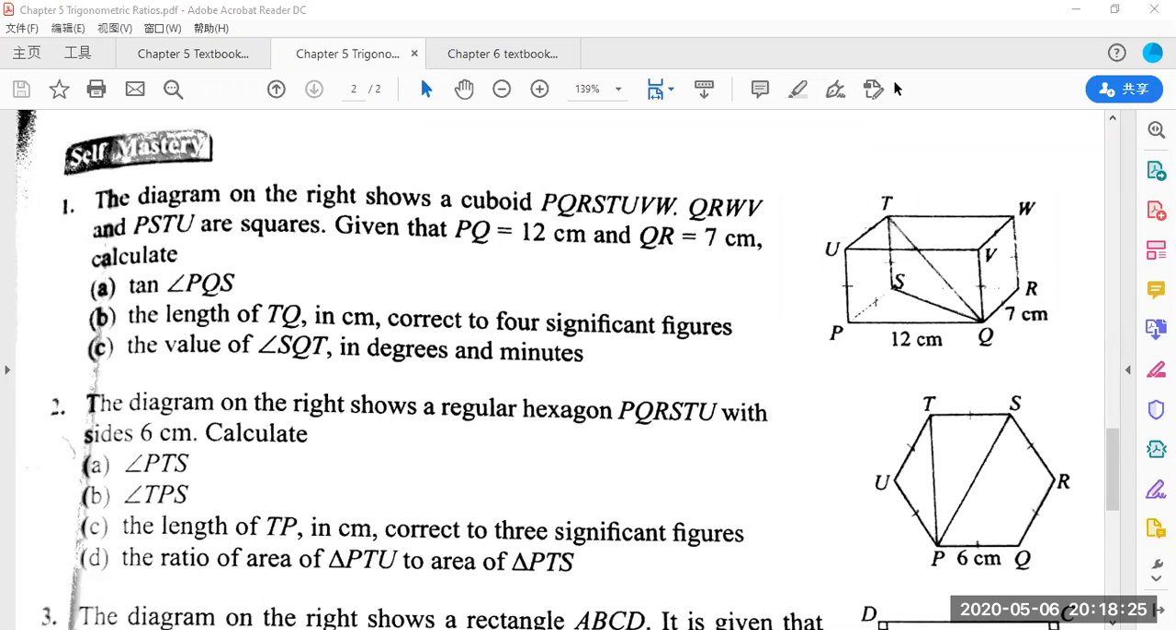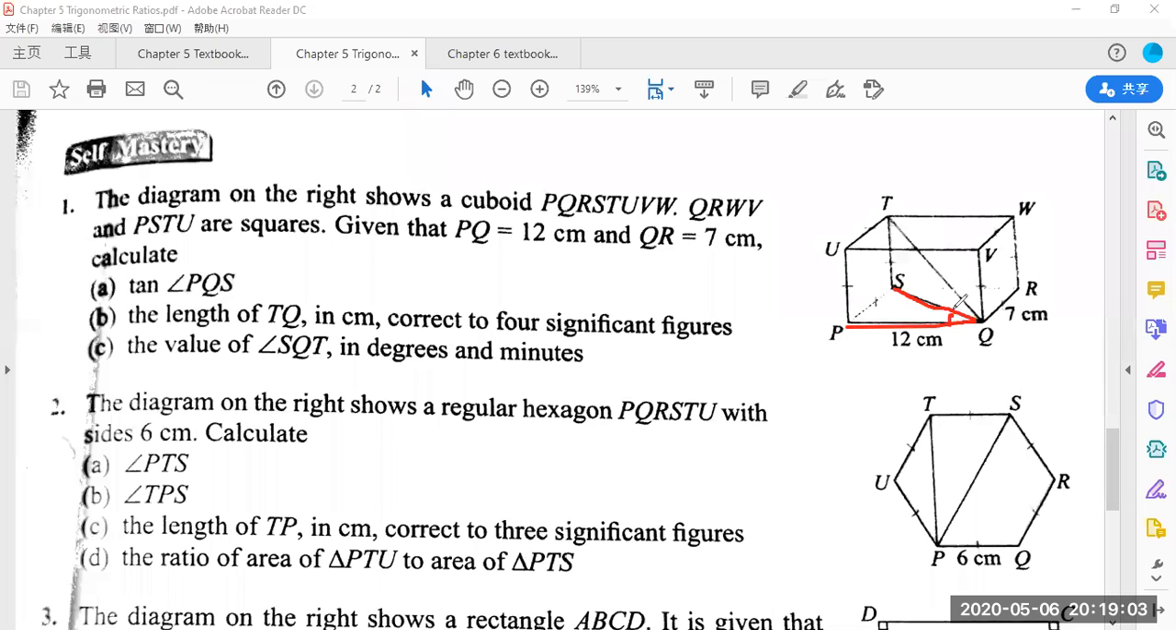So today we continue Chapter 5. I think this one has the last 3 questions. The diagram shows a cuboid and a square, given PQ equal to 12 cm, QR equal to 7 cm. Calculate tangent of angle PQS. So we want this angle, right?